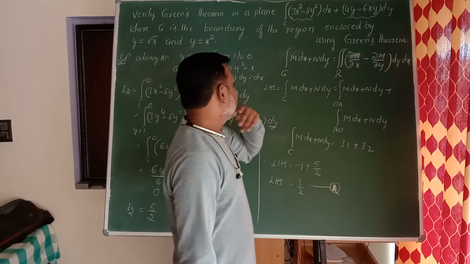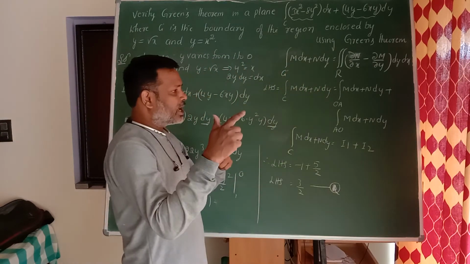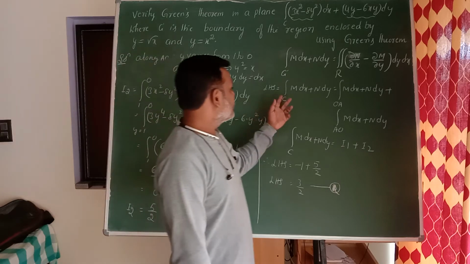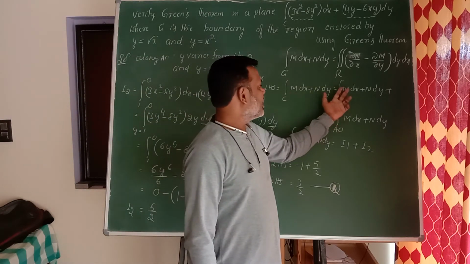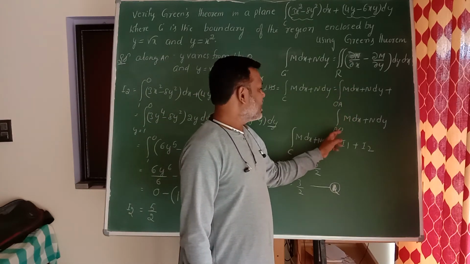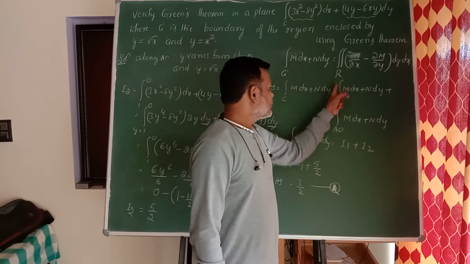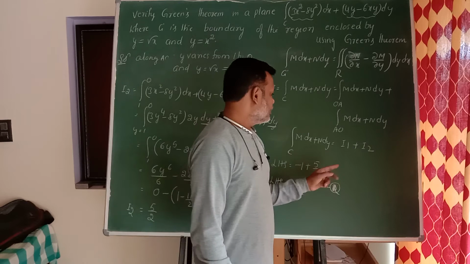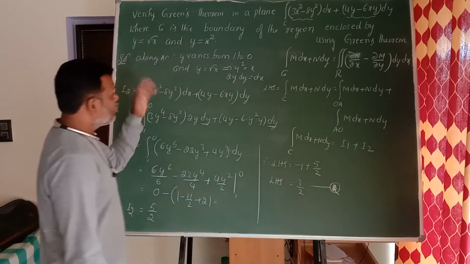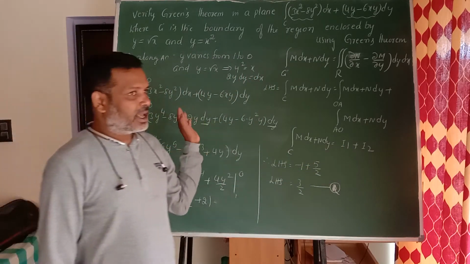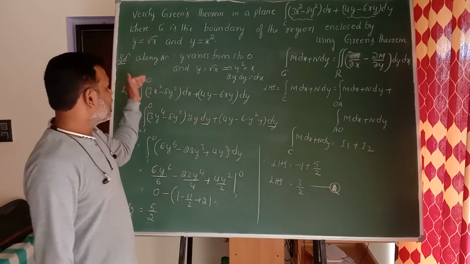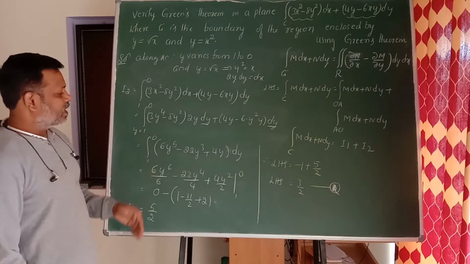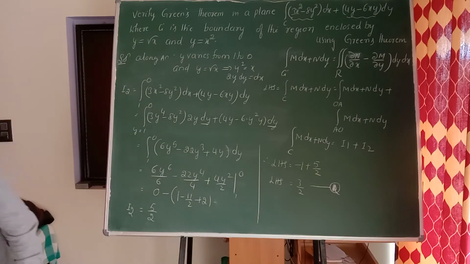LHS is this. But the curve is from O to A and A to O. So we can split the curve into the integral over OA of M dx plus N dy plus the integral over AO of M dx plus N dy. This first one can be taken as I1 and the second one can be taken as I2. The first one, I1, is along OA, and the second one is along AO. After getting the LHS, now let us find out the RHS.